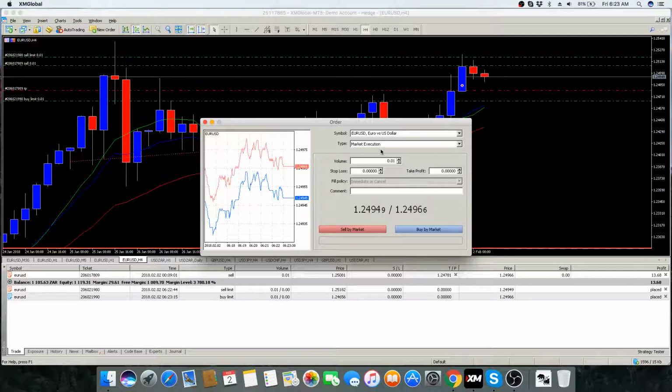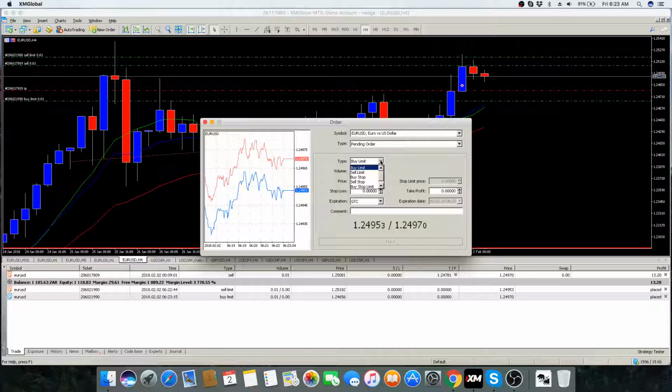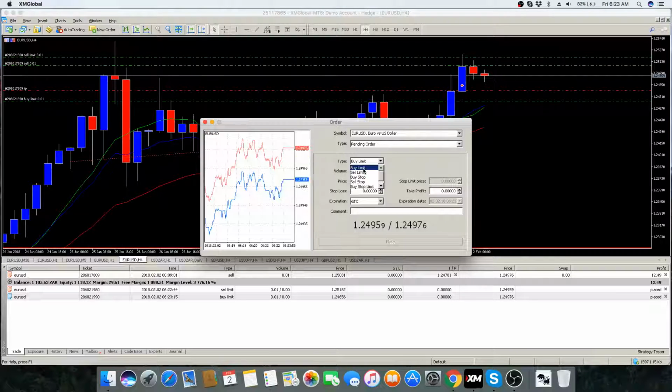Okay, not a market execution. We want a pending order. You select the type of order. So limits usually need to be on the opposite side of the price. If you want to buy, you need to be beneath the price. If you want to sell, you need to be above the price. Those are limit orders. Whereas stops need to be following the market, or the market needs to follow it.